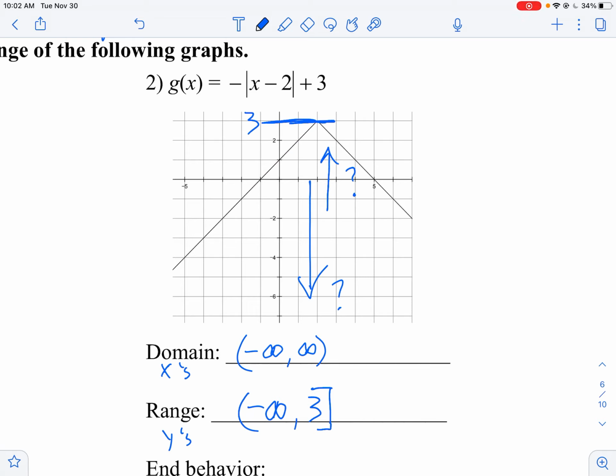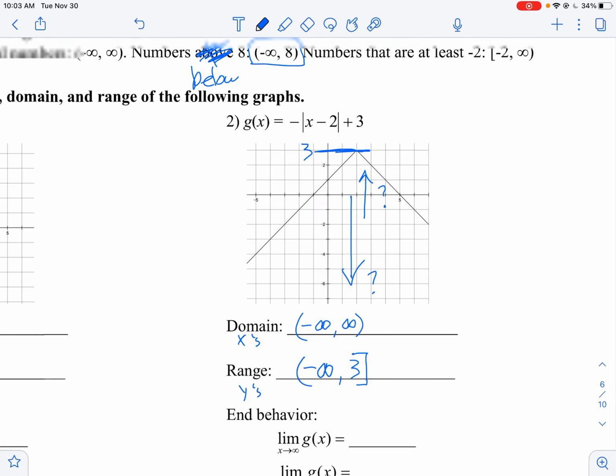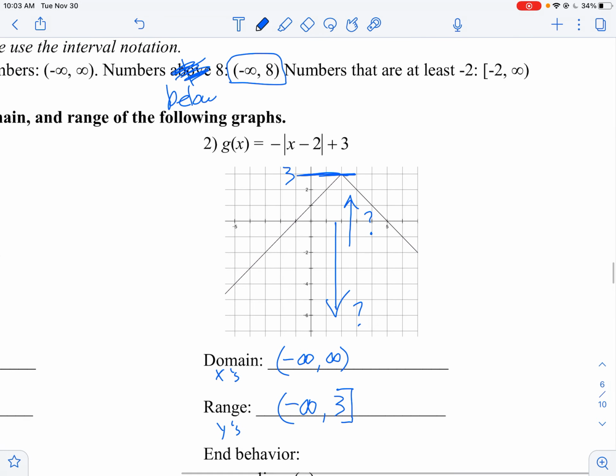If instead your function was curving towards it, something like this, like an exponential, this is kind of what exponentials look like, that would be getting closer and closer, but it doesn't actually reach 3. In that case, you'd put an open bracket on 3. That's not the case here. It does actually hit 3, and so you put a closed bracket on 3. So ta-da, there's your domain and range.